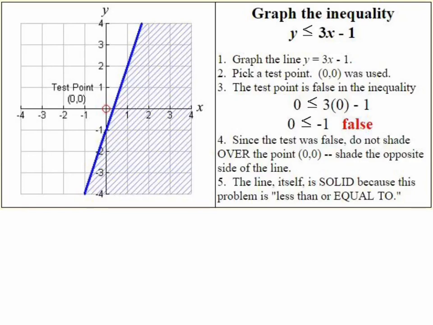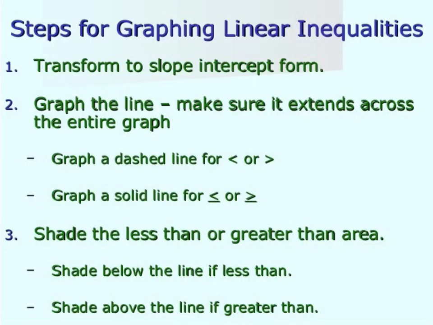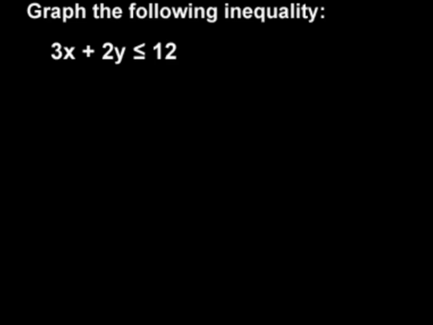So here are the steps. They usually use 0, 0 because those are the easiest numbers. Can't use it if your line is on that though. Alright, so there are the steps. More information on graphing linear inequalities. You just need to remember these steps. So try this one on your own.